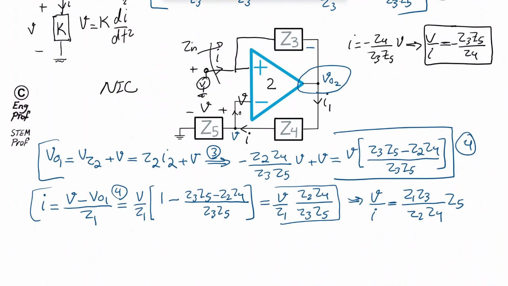So we found the input impedance, R in or Zin, of this circuit. Let's keep it as it is. So V over I is R in, which is Z1, Z3, Z5 over Z2, Z4. Okay, so we've proved the formula. Now let's configure the circuit.